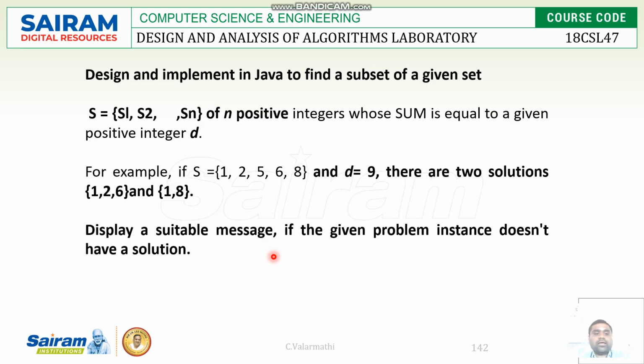So here a set is given, s1, s2 up to n number of elements. All the elements are positive integers whose sum is equivalent to a given positive integer d. For example, in this set 1, 2, 5, 6, 8 has been given and I have to choose elements whose sum should be equivalent to 9.